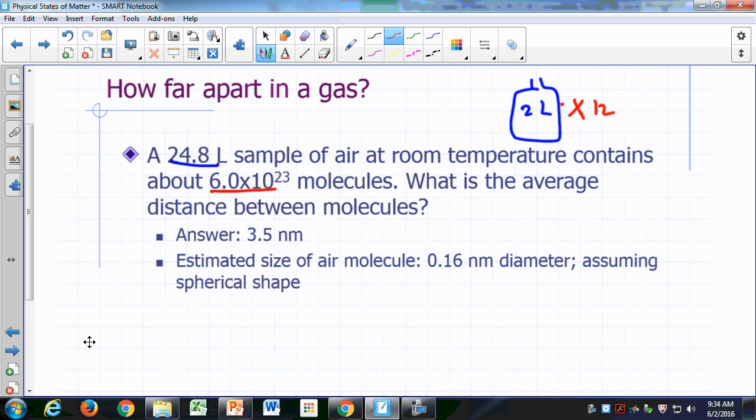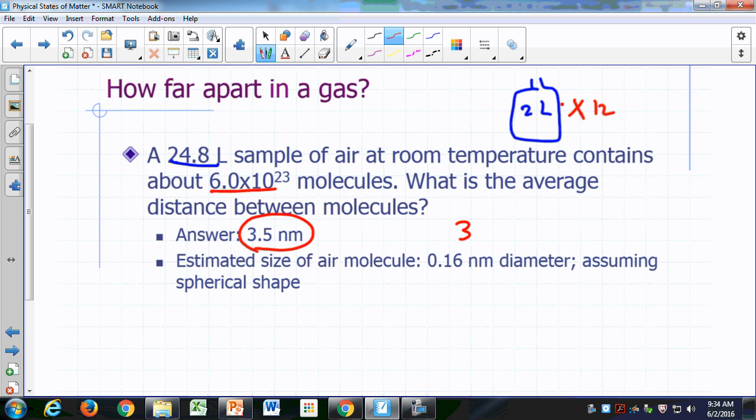So what's 6 times 10 to the 23rd? That's a big number, right? 6 followed by 23 zeros. So based on that information, you can figure out more or less, on average, how far apart the molecules are from each other. I'll let you work it out. You should find that on average, the molecules are 3.5 nanometers apart.